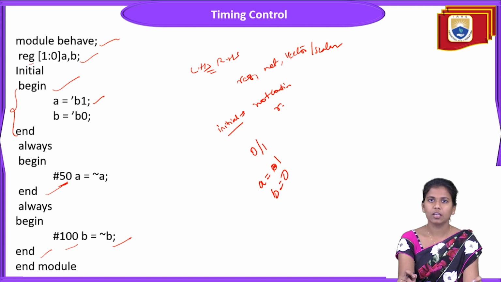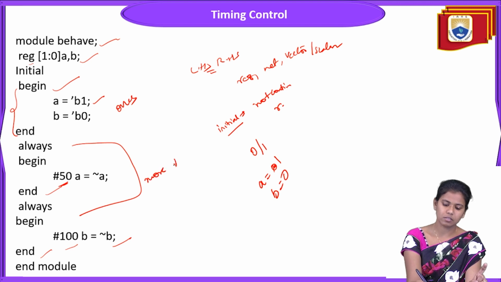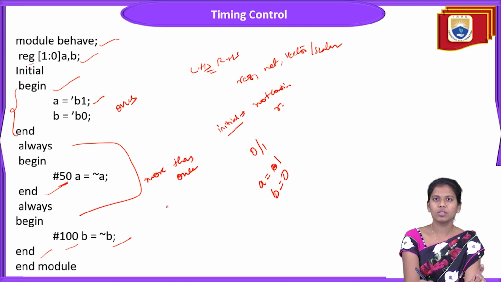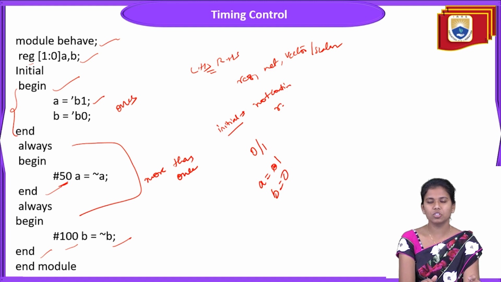The initial block will be executed only once, whereas the always block executes more than once. So redundancy can be achieved with the always block, whereas redundancy will not be achieved with the initial block. Here in the always block, we are presenting the timing control with respect to the input, whereas in the initial block, we are just initializing the inputs with the binary numbers 0 or 1. And finally, we are terminating with the keyword end module.